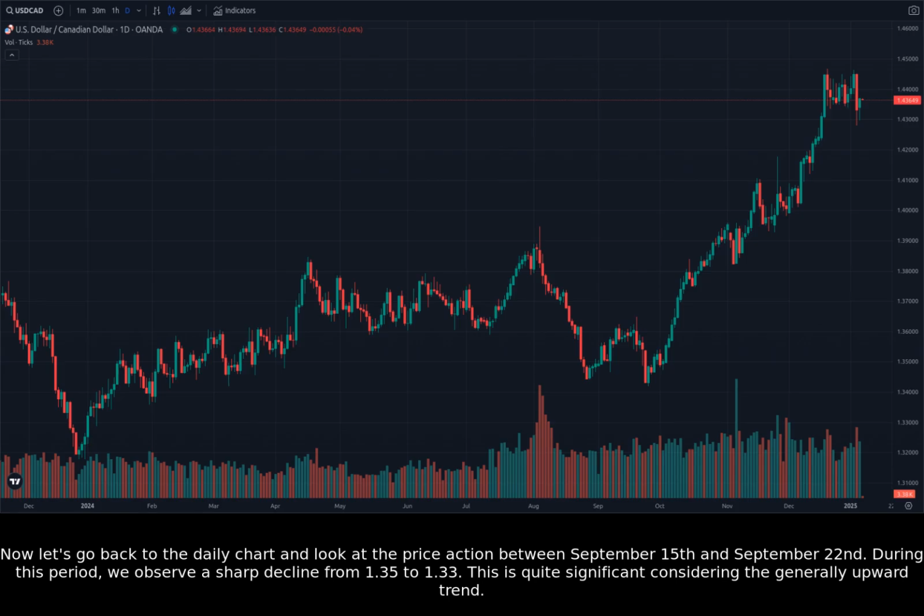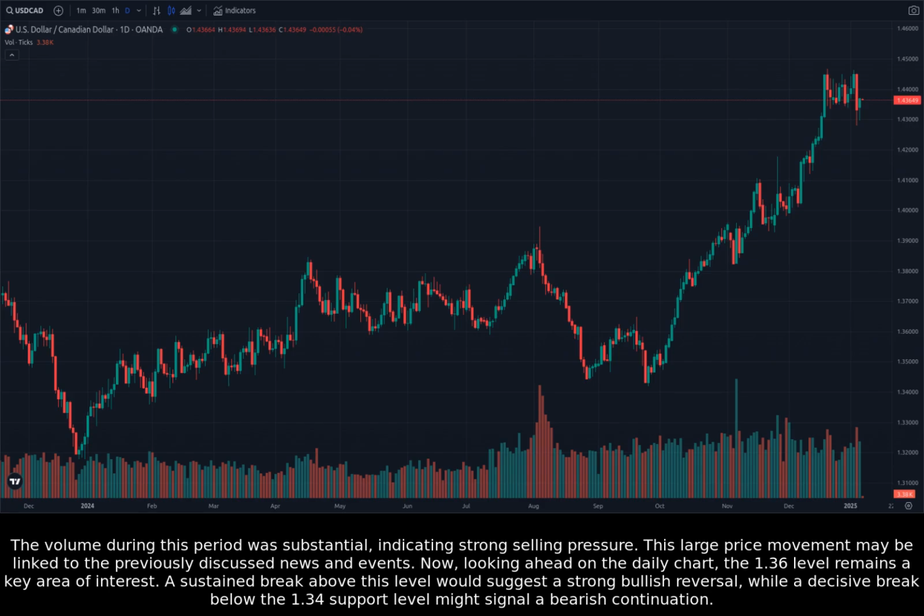Now let's go back to the daily chart and look at the price action between September 15th and September 22nd. During this period, we observe a sharp decline from 1.35 to 1.33. This is quite significant considering the generally upward trend. The volume during this period was substantial, indicating strong selling pressure. This large price movement may be linked to the previously discussed news and events.